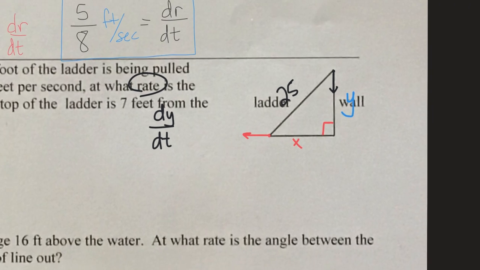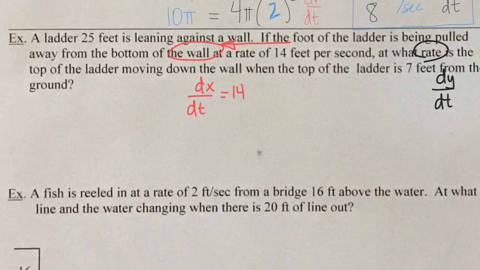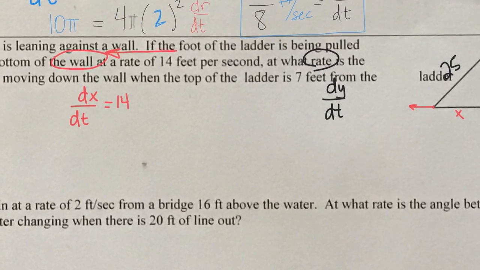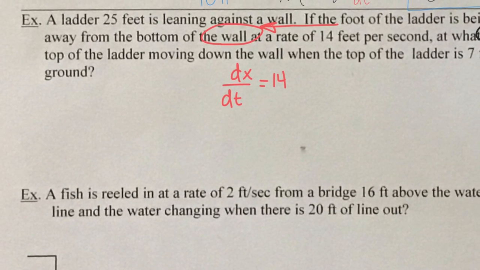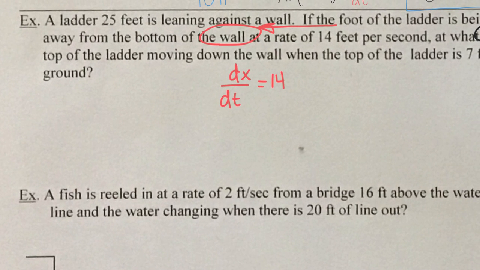Okay, so let's see what other information do we know. When the top of the ladder is 7 feet from the ground. Okay, so they're giving us a specific time where we want to see about the thing. So we know that the height is going to be 7.